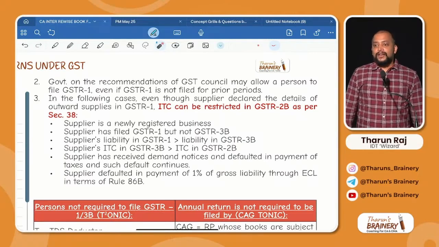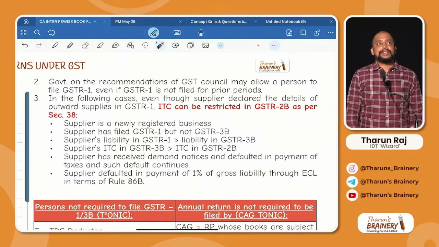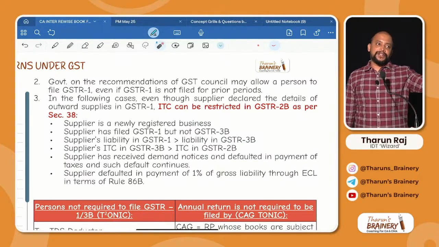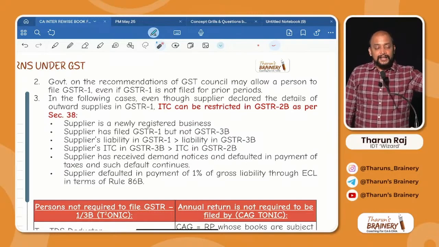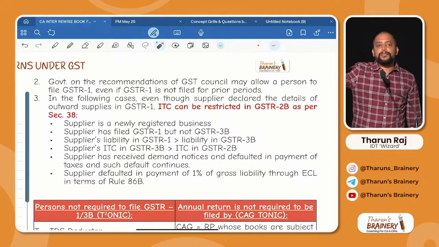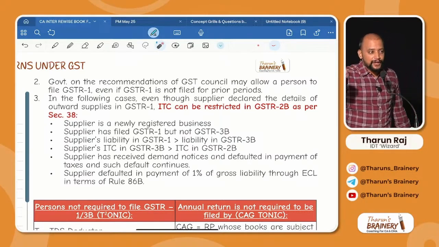Got it here? What are the 6 cases? Supplier is newly registered. Number 2, filed 1, not filed 3B. Liability in 1 greater than 3B. ITC in 3B greater than 2B. Defaulted and notice is there. Next, did not pay 1% of liability through cash ledger.